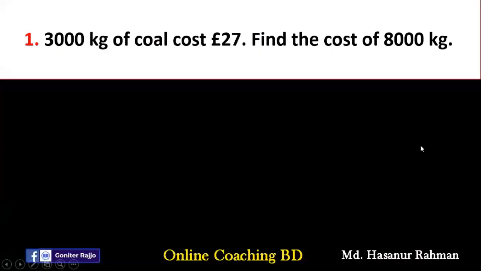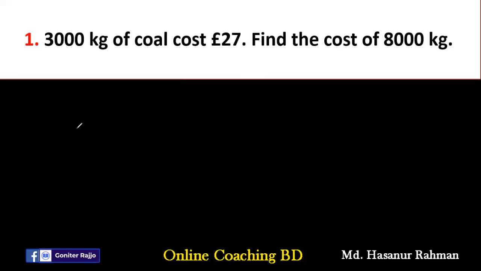Assalamu alaikum. Today we'll solve exercise 35A from mathematics 1. Number one says 3000 kg of coal costs 27 pounds. Find the cost of 8000 kg. So how can you solve this problem? This is very important and we can easily solve it by the unitary method. Here we have to find out the cost, so we will write the cost at last.